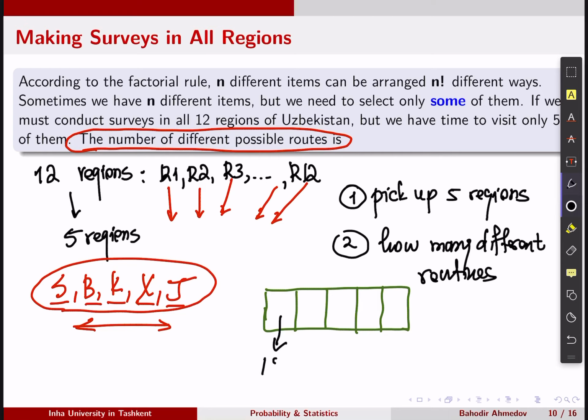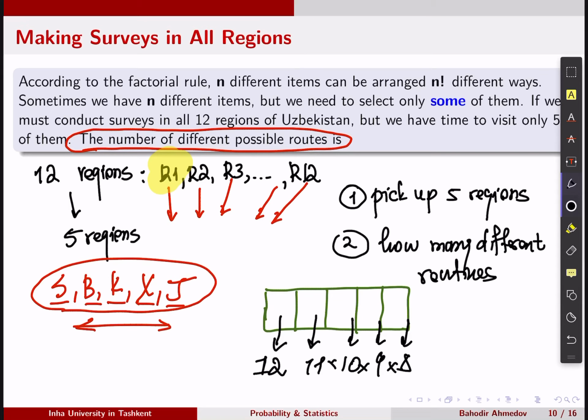So I have 12 options. If you decide to go to the first, for example, then we cannot go to the first again, right? So you need to choose one of the 11, because you now have 11 options. Then 10, then 9, then 8.